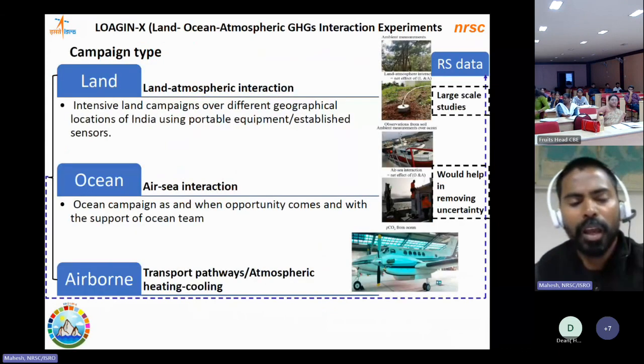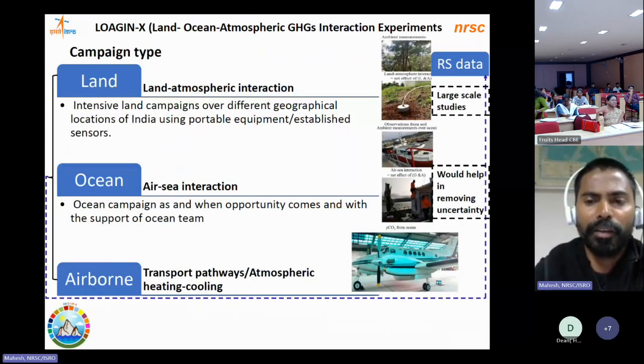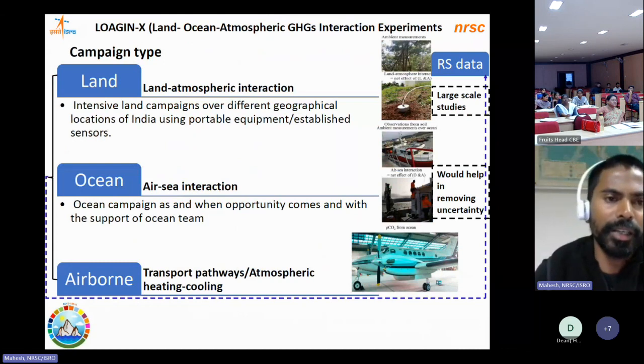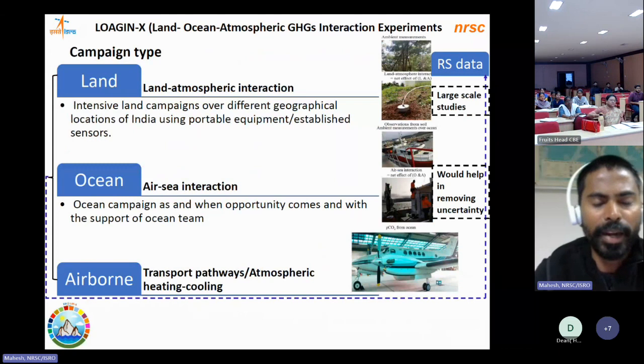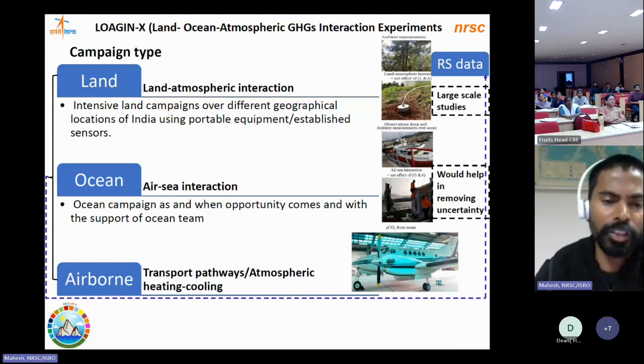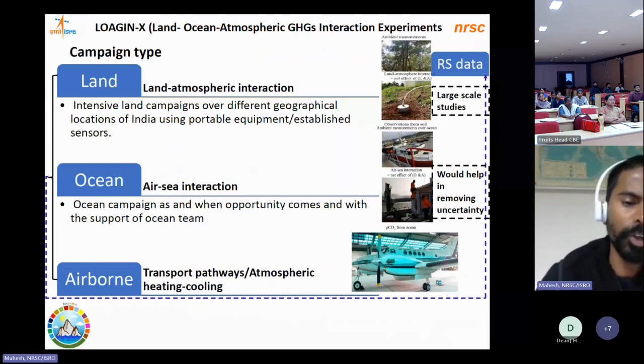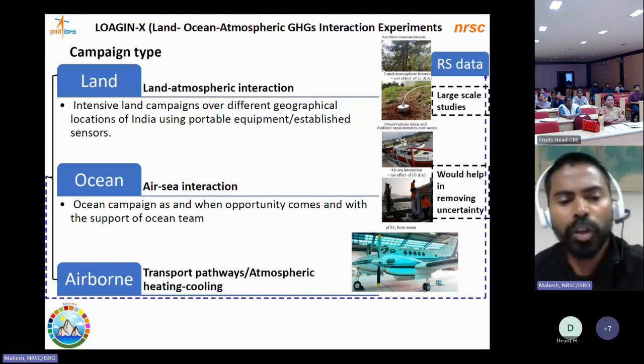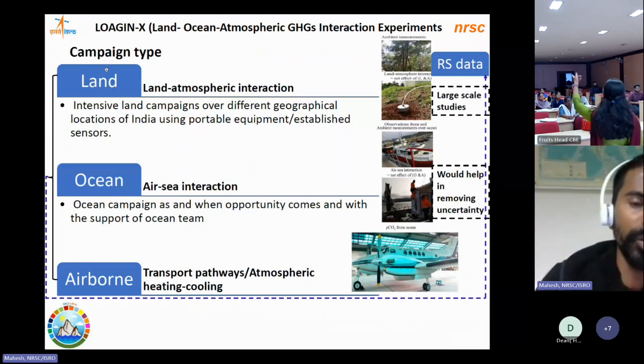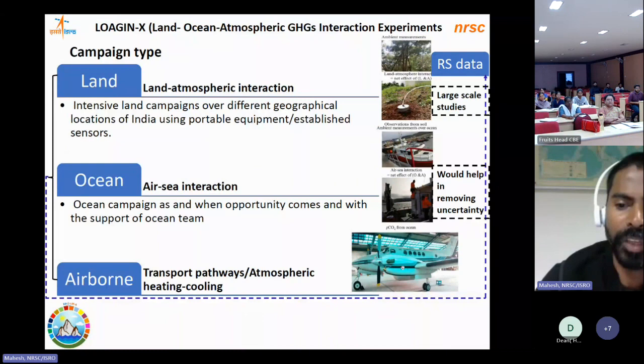And this is the upcoming mission that we are going to do; we very recently started it, last year. We are going to do different campaigns to understand the land-atmosphere interactions of GHGs and transport pathways. So a source is located somewhere, and how it is transported to some other location, elevating the concentration at that particular location. We are going to address all these things by doing these campaigns: land, ocean, and airborne. Airborne, we are going to start very soon using our equipment.